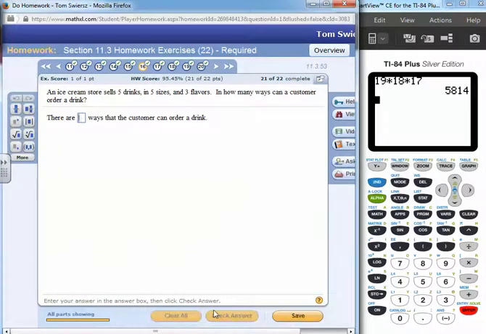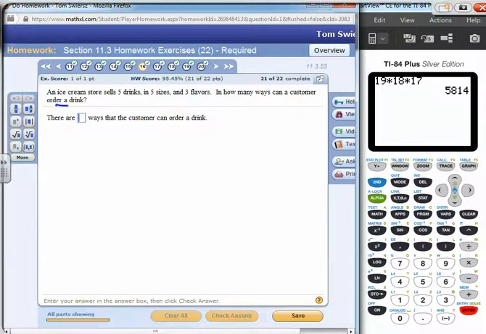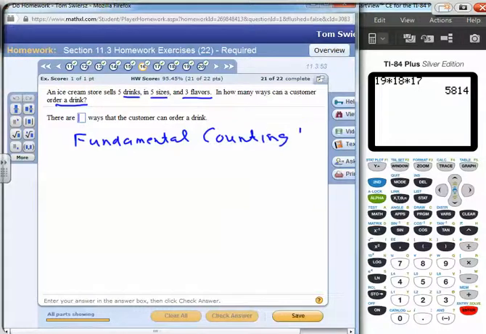Number 16, an ice cream store sells 5 drinks, 5 sizes, 3 flavors. How many ways can you order a drink? Now these are different selections, so we have to solve this by the fundamental counting principle. We take the number of ways for each selection.